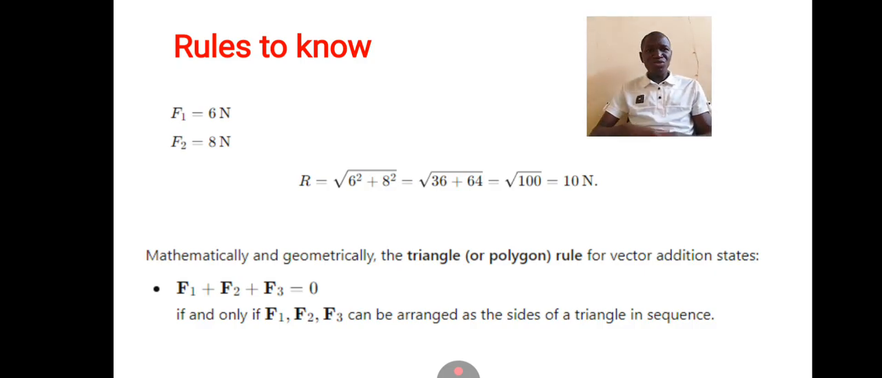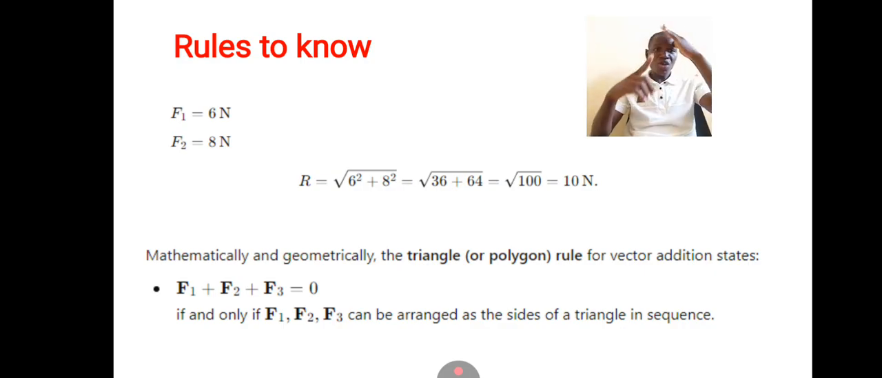Now let's look at question 2. The second question talks about 3 forces, or 3 vectors. If you have 3 vectors that are arranged side by side in a triangle in sequence, that is to say, this force is moving in this direction, connected to this force moving in this direction, connected to another force moving in this direction, their sum total, the resultant effect, is equal to 0.